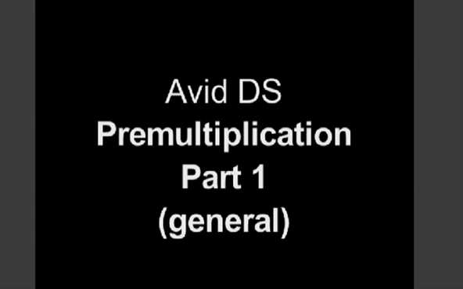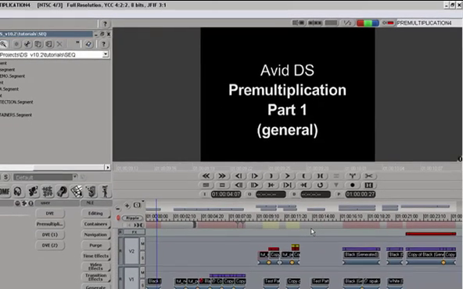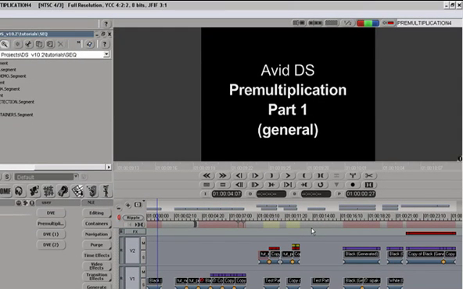So much for the premultiplication, and in the next tutorial we'll talk about the different settings in Avid DS to deal with premultiplication on the import, during working in compositing, and also when you're exporting graphics.